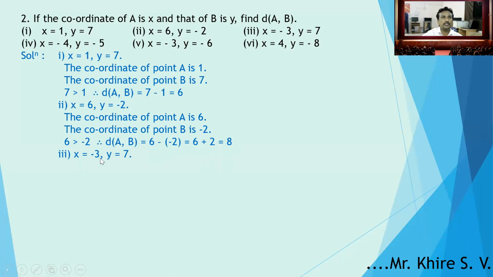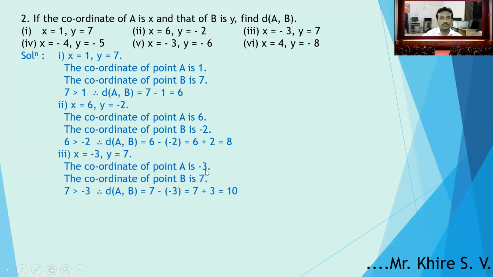X is equal to minus 3 and y is equal to 7. Means coordinate of point A is minus 3 and the coordinate of point B is 7. And find distance. First you have to see which is bigger number. 7 is greater than minus 3. Therefore distance AB is equal to 7 minus minus 3, that is equal to 7 plus 3. 7 plus 3 is 10.